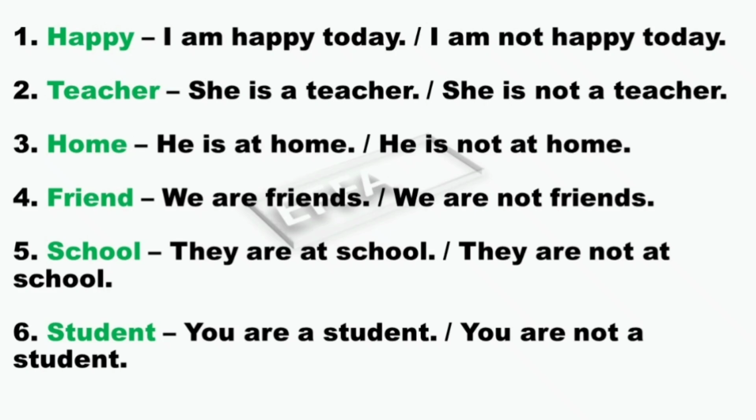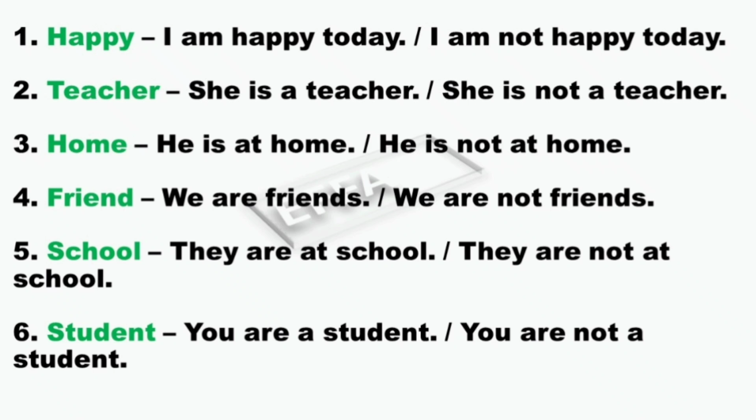Now we have some useful vocabulary words with examples. I'll pronounce them and then you should memorize them. Happy. I am happy today. I am not happy today. Teacher. She is a teacher. She is not a teacher. Home. He is at home. He is not at home.